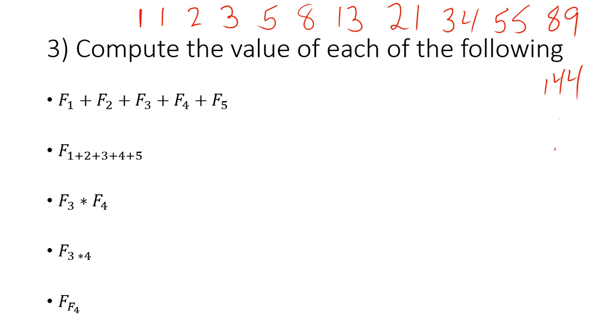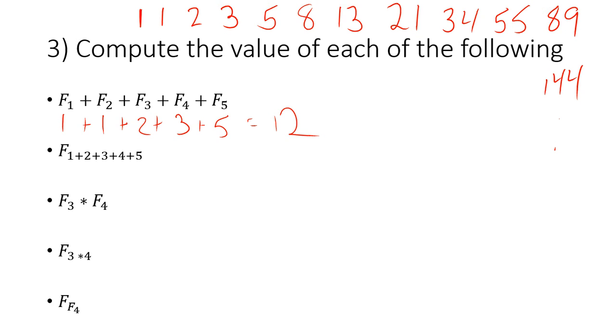So f sub 1 is 1. F sub 2 is 1. F sub 3 is 2. F sub 4 is 3. And F sub 5 is 5. And then all you're going to do is just add these up. 1 plus 1 is 2, plus 2 is 4, plus 3 is 7, plus 5 is 12. So your first one would be 12.